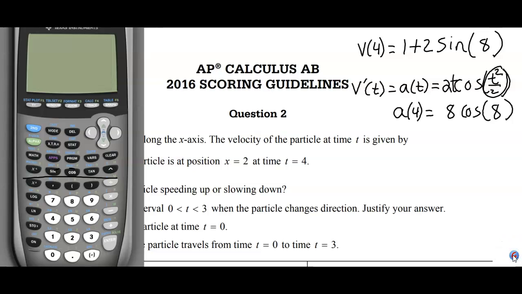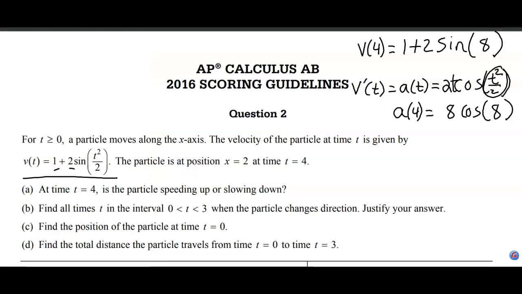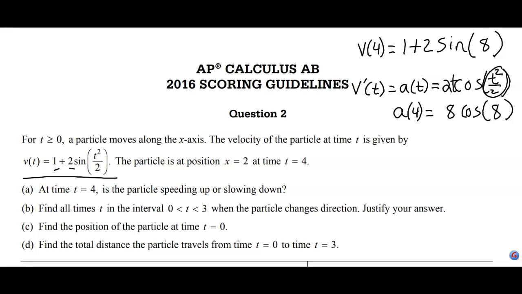All right. So here we go. Let's plug in 1 plus 2 sine of 8. Get a positive number. Now we'll do the other one. 8 cosine of 8. And that's a negative. And so since my acceleration and velocity are opposite signs, we would say that it's slowing down at that point.